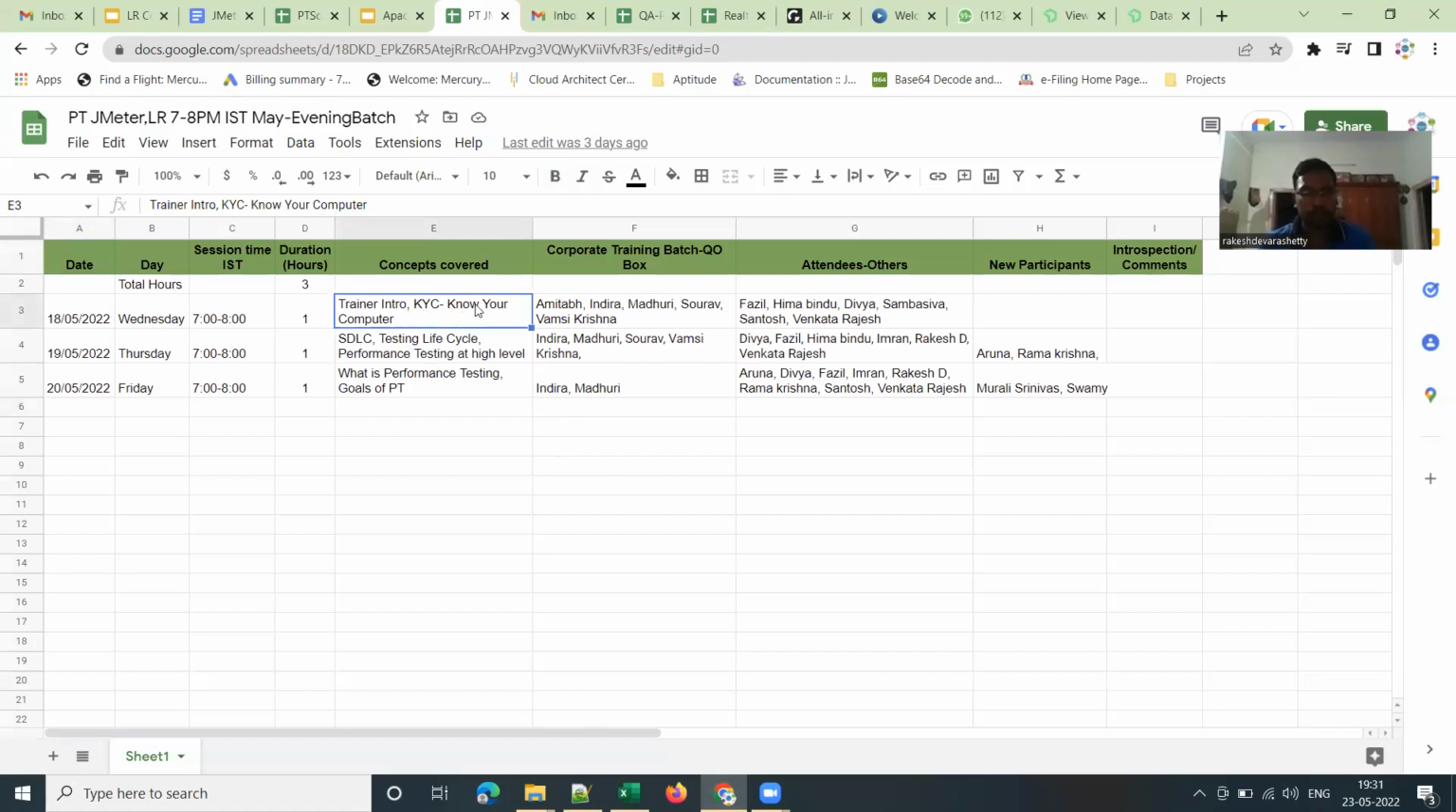In the last 3 sessions, these are the concepts that I covered, guys. First I gave a trainer introduction and some computer basics. We discussed some computer basics, and then the software development lifecycle and testing lifecycle were covered, and performance testing was covered at a high level. And in the last session, that is the Friday session, I explained what is performance testing and what are the goals of performance testing, right?